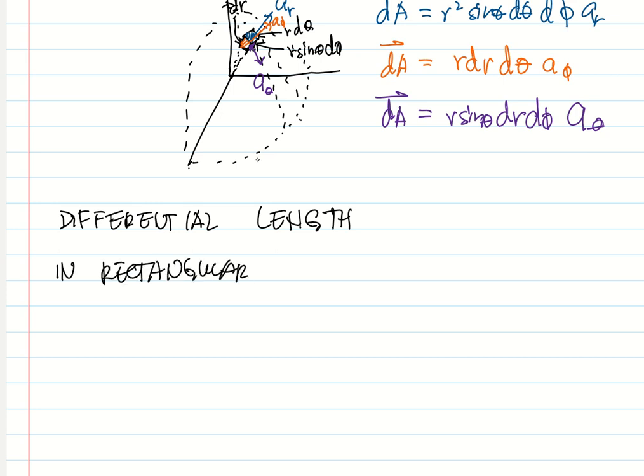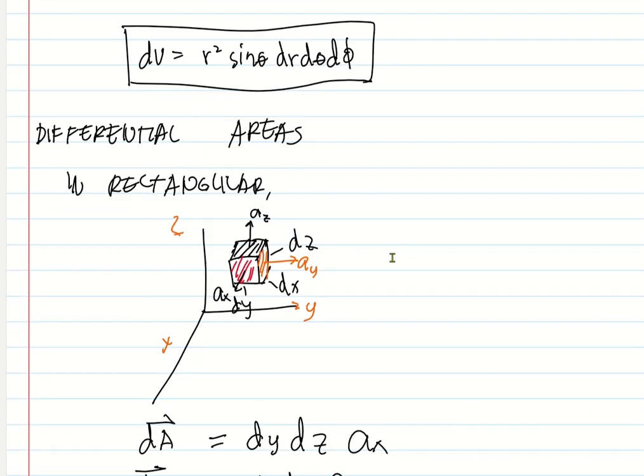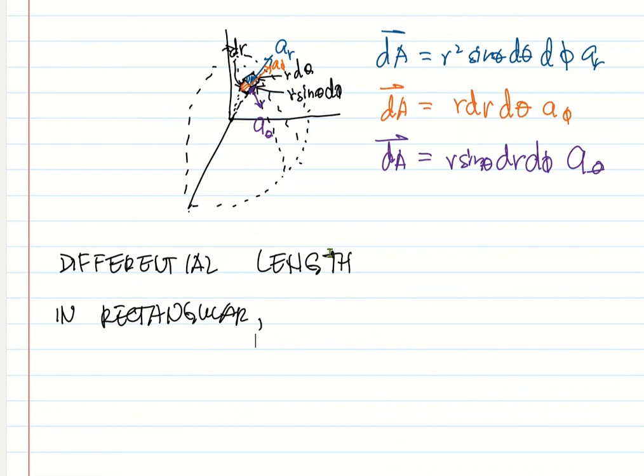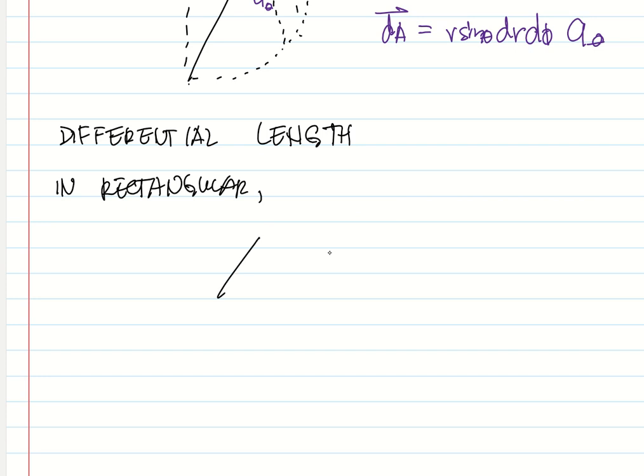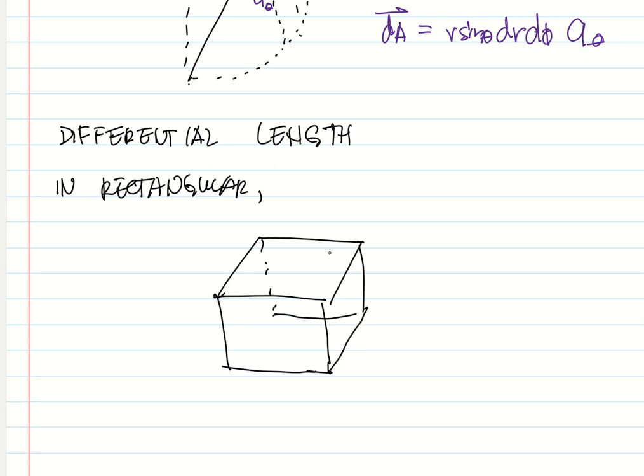First, in rectangular coordinates, this one is just a rectangle. I just draw the cube, zoom in for the differential volume so that we know what the differential length is. The differential length will be the length of the diagonal, so from this point up to this point. So that is our differential length, dl.